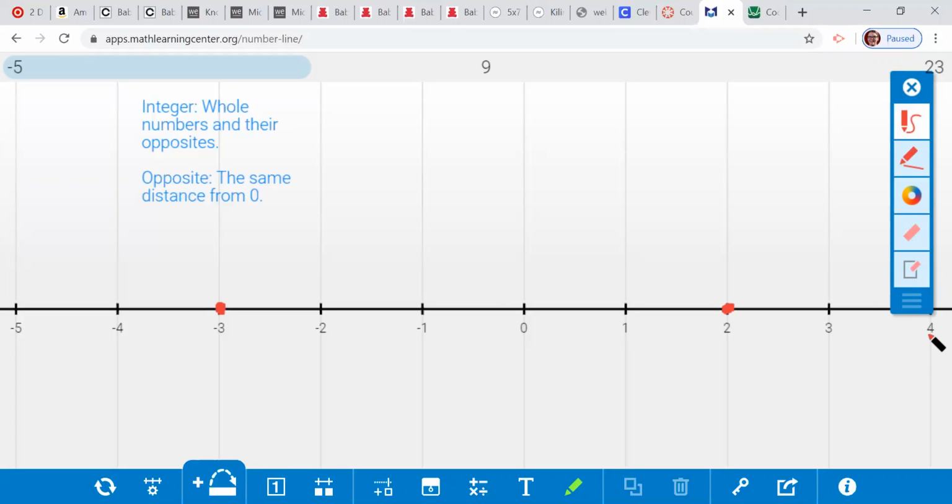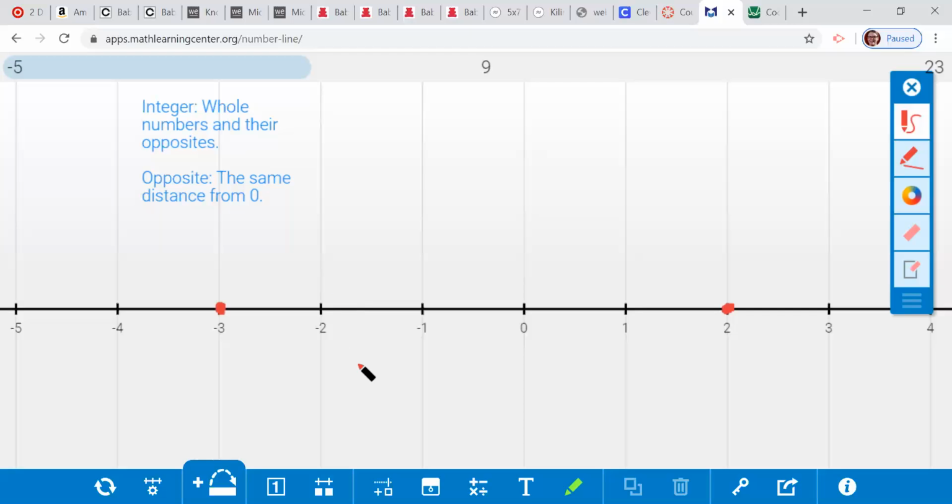So we have to remember what an opposite is. If you look over here, I've written the definition. Opposite is the same distance from 0. So the opposite of positive 2 would be negative 2. That means both negative 2 and positive 2, by my first definition here, are indeed integers.